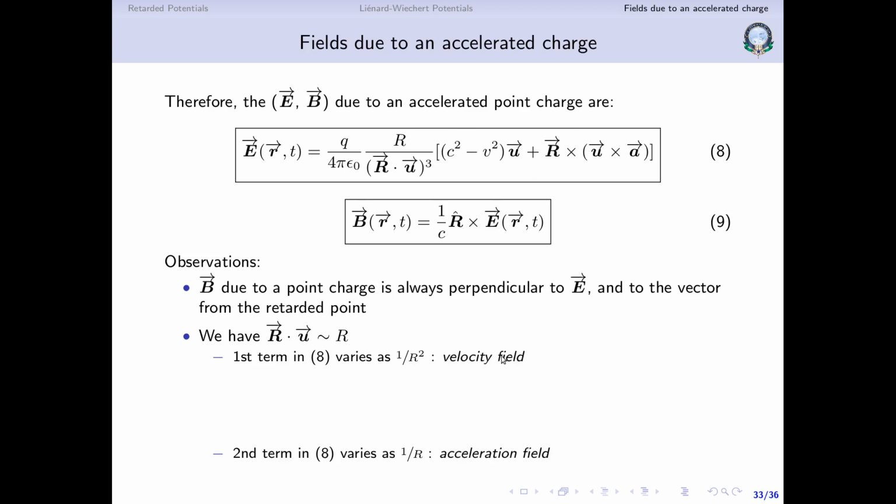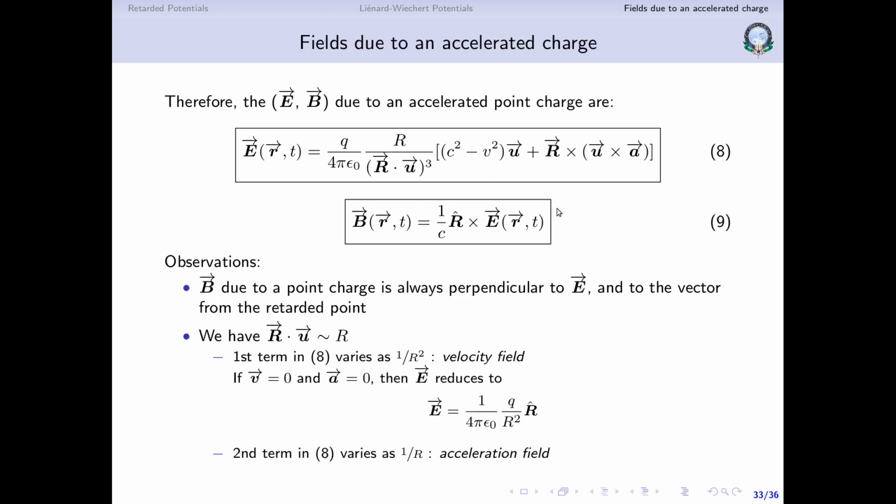That's why the first term is known as the velocity field and the second term is known as the acceleration field, simply because the first term contains velocity and the second term contains acceleration. The velocity is contained only in the first term and acceleration is contained only in the second term. So the velocity field is that field which varies as 1 by r square, and the acceleration field is that field which varies as 1 by r.